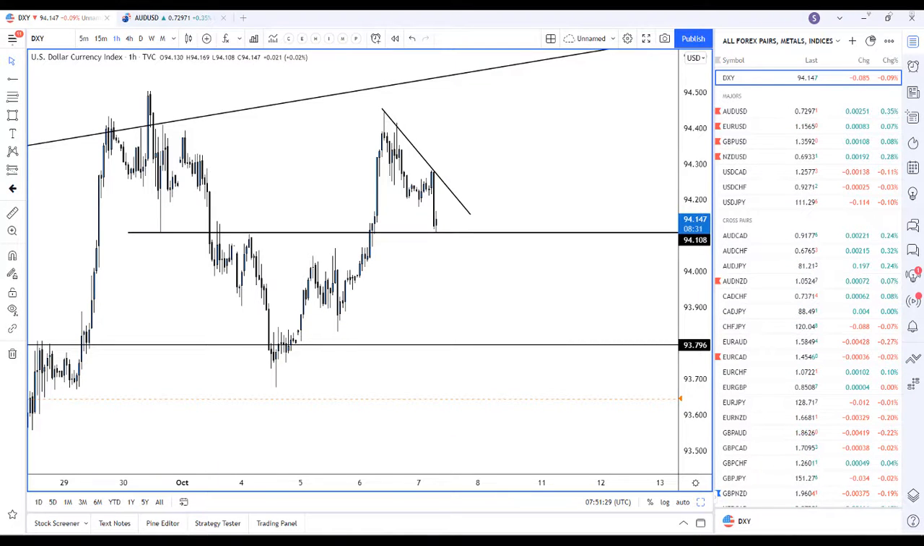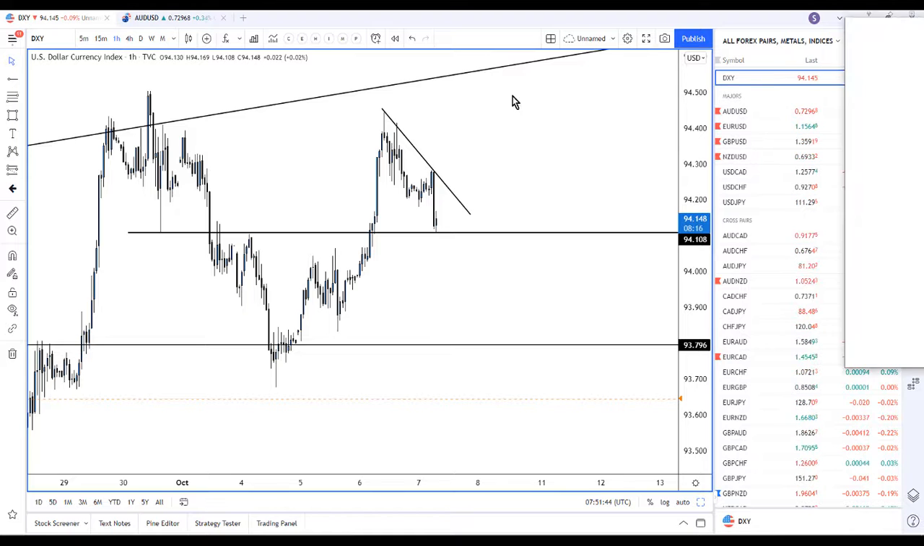Morning guys, Thursday 7th of October 2021. Just approaching 9 o'clock AM here in the UK. Well, about 9 minutes to go. What have we got today news wise?